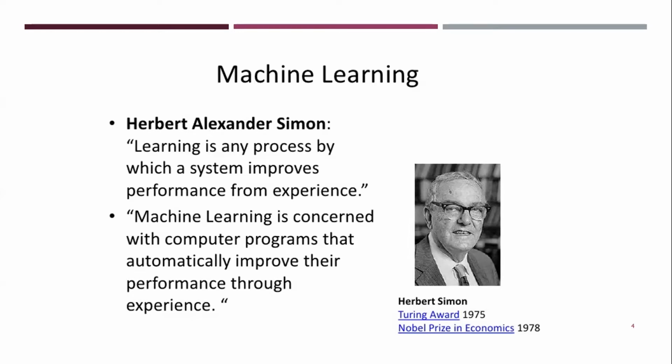Machine learning is concerned with computer programs that automatically improve their performance through experience. In normal programming, people write down the instructions for a computer to follow in order to complete a task. But with machine learning, you just give the computer examples of the task that you want it to learn, and through multiple examples, it learns by itself how to complete the task.